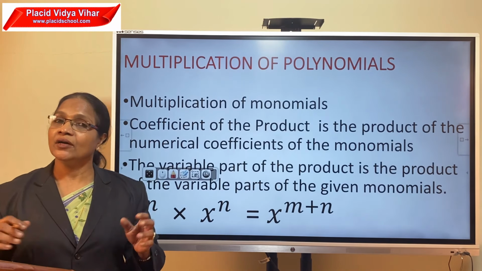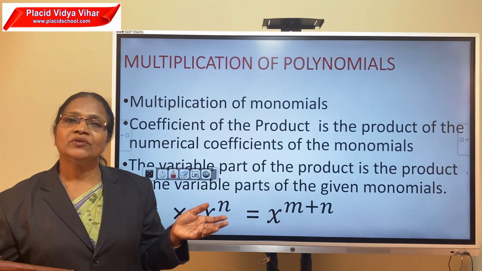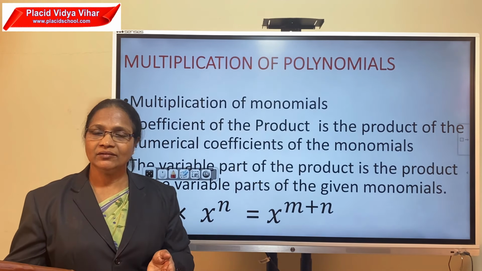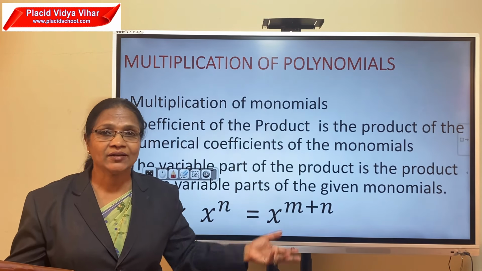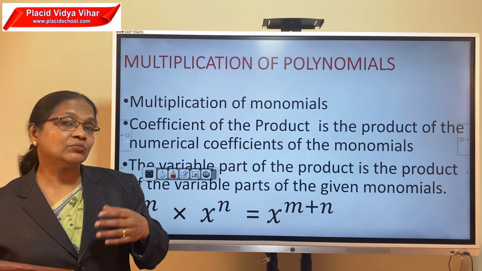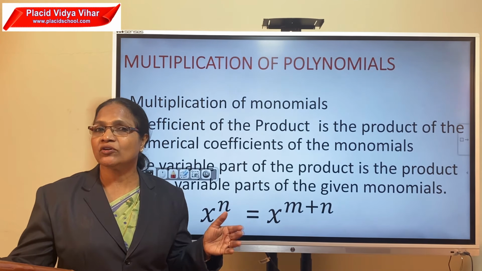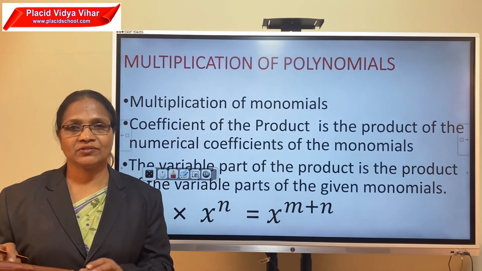The next section, multiplication of polynomials. You know that polynomials can be divided into monomials, binomials, trinomials, like that. Now, first of all, multiplication of a monomial by a monomial. To multiply a monomial by a monomial, what is the procedure?